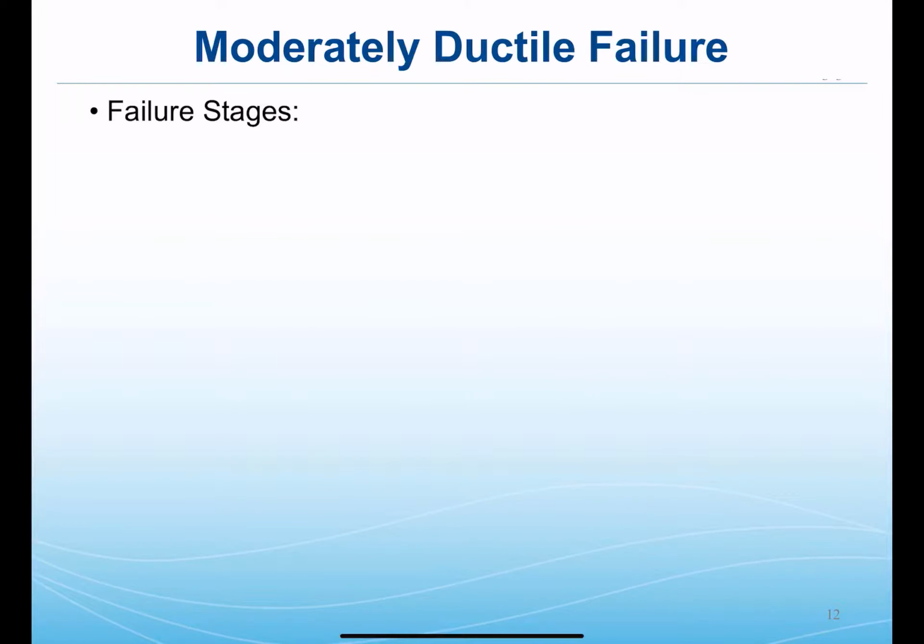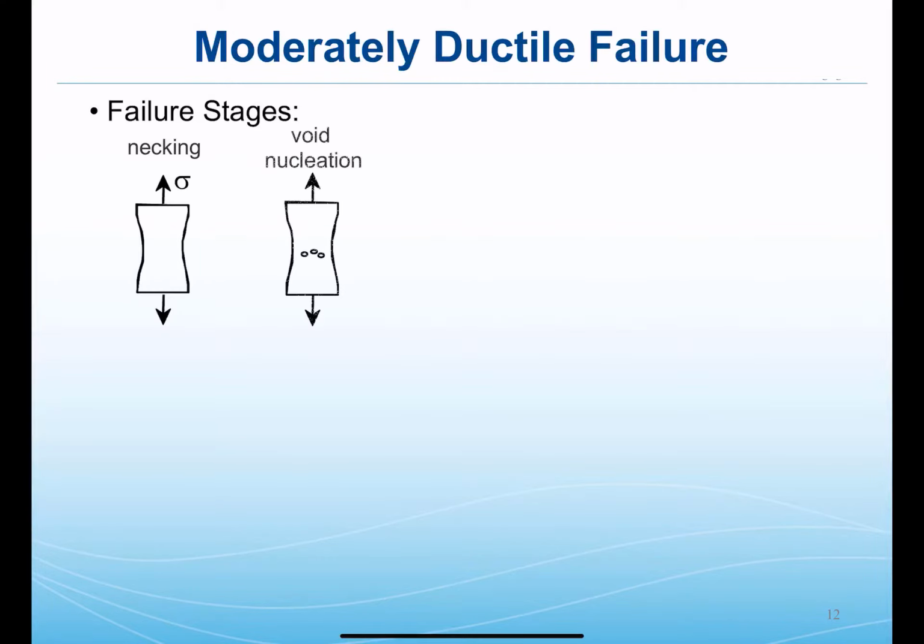Okay, so let's talk more about that sort of crack that was stable and key to ductile failure. So the failure stages begin where we start to see necking. This is where the cross-sectional area is now starting to decrease relative to the initial cross-sectional area. This necking advances until ultimately there's void nucleation.